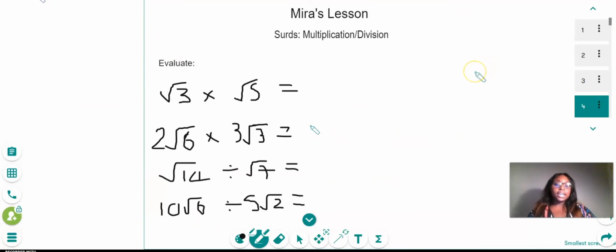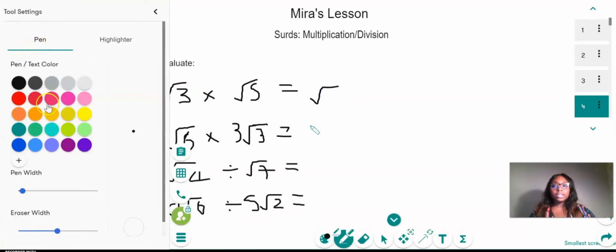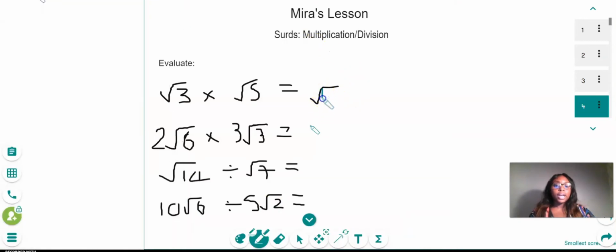Now I will be teaching how to multiply and divide surds. The rules are a bit different to subtraction and addition. For example, you can multiply the numbers on the inside of the square root this time. So here we can do root 3 times root 5, which will simply be like multiplying 3 and 5 together. So we will get an answer of root 15, because 3 times 5 is 15.